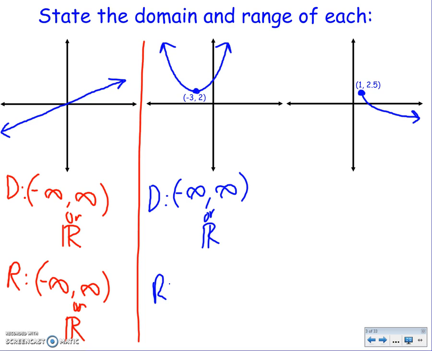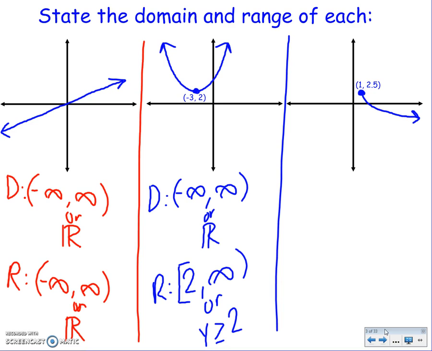But the range is different. How low? The lowest point is 2, the y, and it counts. And the highest it goes is infinity. Or you can use other notation, y ≥ 2. Since 2 is the first number, it has to be bigger than 2, so greater than or equal to.